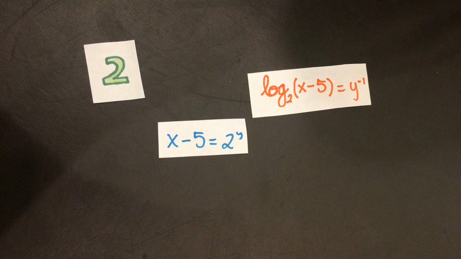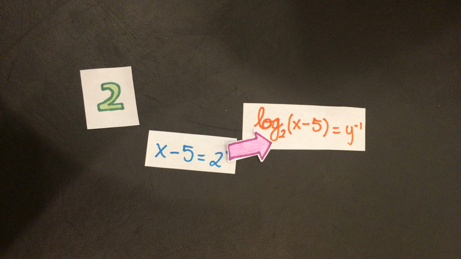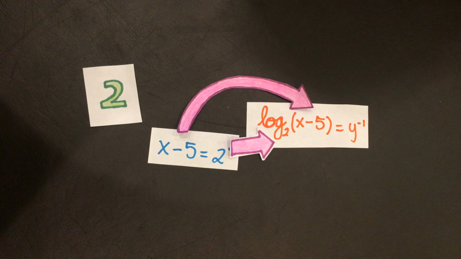Something else that people mess up on is converting into a log. Make sure that the base of the exponent is the base of the log, and stuff on the side without y goes in parentheses.